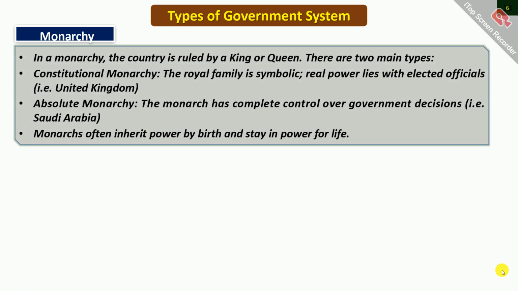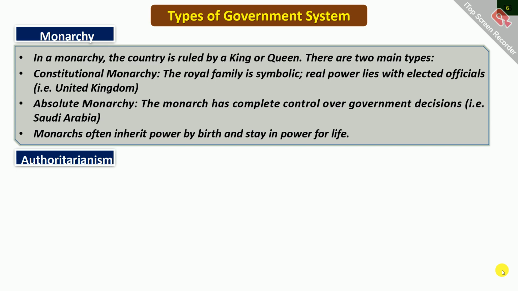Monarchy. In a monarchy, the country is ruled by a king or queen. There are two main types: constitutional monarchy. For example, in United Kingdom, the royal family is symbolic, real power lies with the elected officials. Another one is absolute monarchy. The monarch has complete control over government decisions. For example, Saudi Arabia. Monarchs often inherit power by birth and stay in power for life.